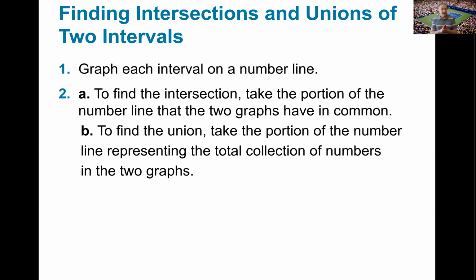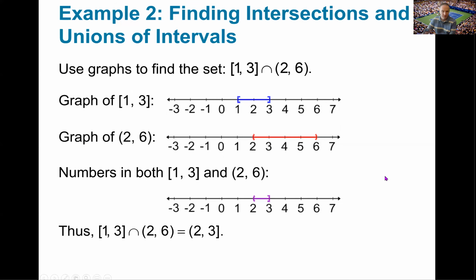Now, if we're finding the union as opposed to that, we take the portion of the number line representing the total collection of numbers from the two graphs, meaning if it's in either group, it's in the union of the two groups. So if it's in the first group or it's in the second group, then it's in the union of the groups. The union is always going to be greater than or equal to the size of the intersection. The intersection is at most the same size as the union.